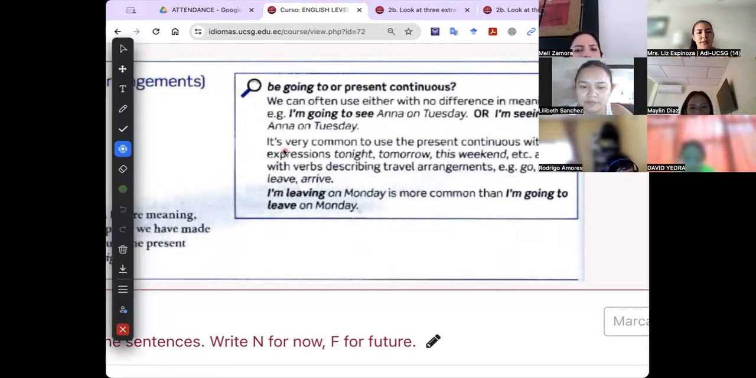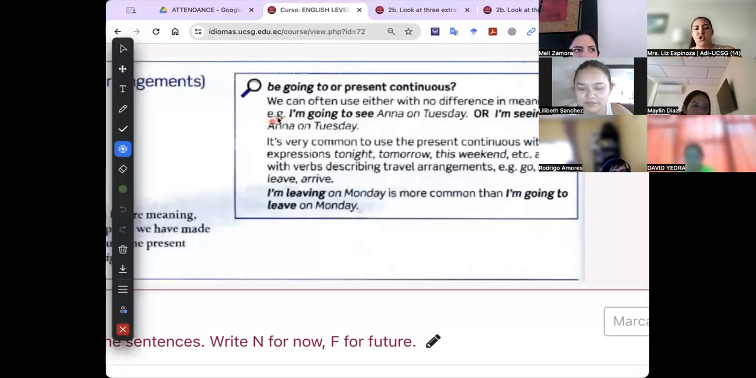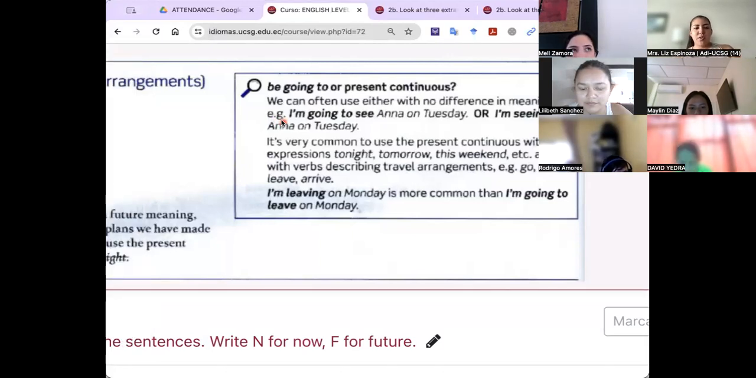So here it says, for example, EG means example given. Okay, so you can read it as for example. That is the meaning of EG. Sometimes you have certain situations in which, as you're talking about plans, there's no problem if you use be going to or present continuous. It's okay. That's why the example says, I am going to see Anna on Tuesday, or I am seeing Anna on Tuesday, because the future is really close. It's not the future of next year, it's the future of next week, right?